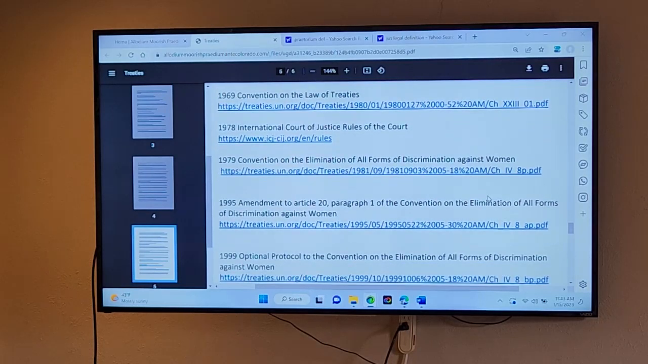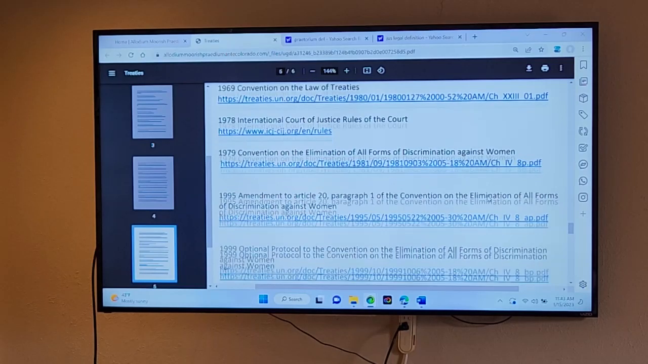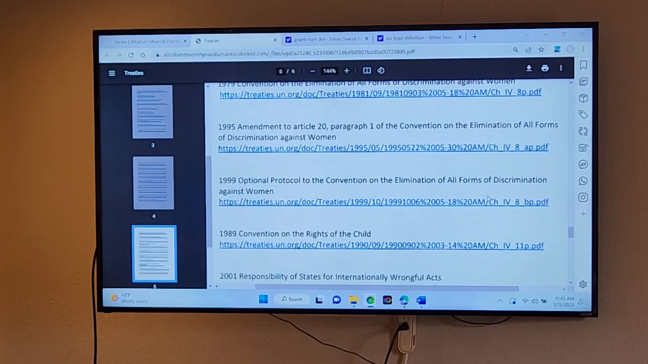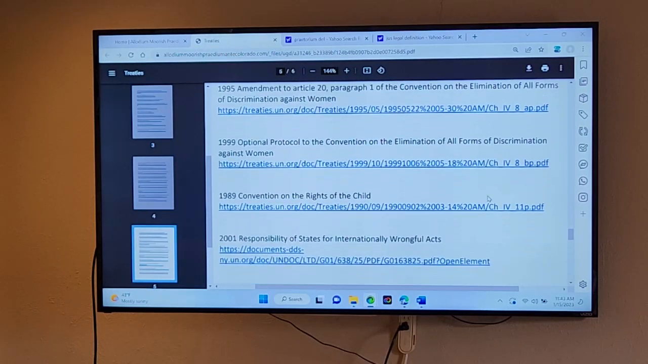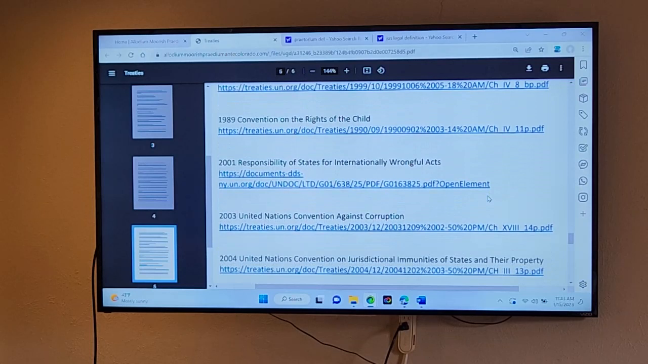The 1979 Convention on the Elimination of All Forms of Discrimination Against Women. The 1995 Amendment to Article 20, Paragraph 1 of the Convention on the Elimination of All Forms of Discrimination Against Women. The 1999 Optional Protocol to the Convention on the Elimination of All Forms of Discrimination Against Women. The 1989 Convention on the Rights of the Child.